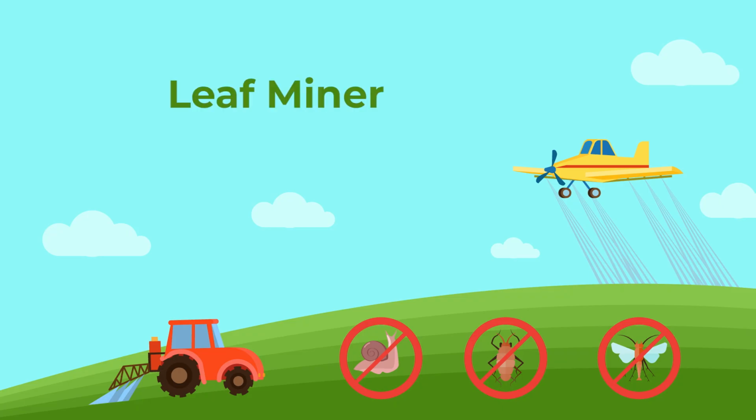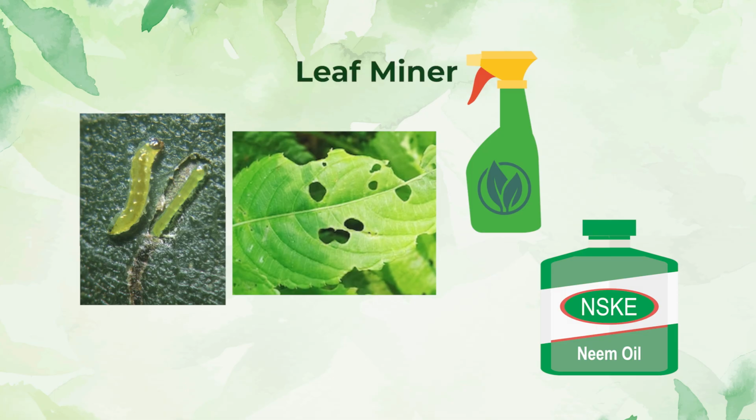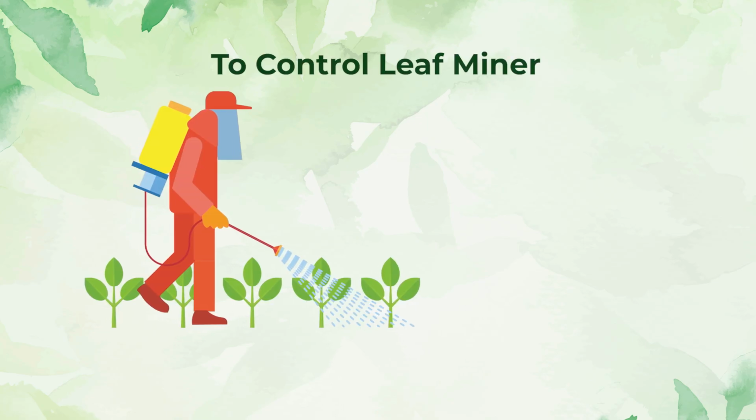Fourth, leaf miner. Leaf miner larvae are orange-yellow and apodous. Maggots enter the leaf and eat the mesophyll of the leaves by making tunnels and zigzag structures on the leaves. Remove and destroy the severely infested leaves. Let us now take a look at their control.